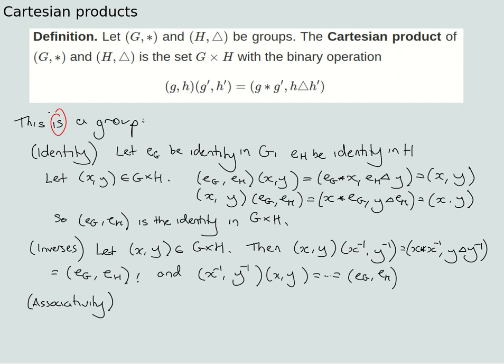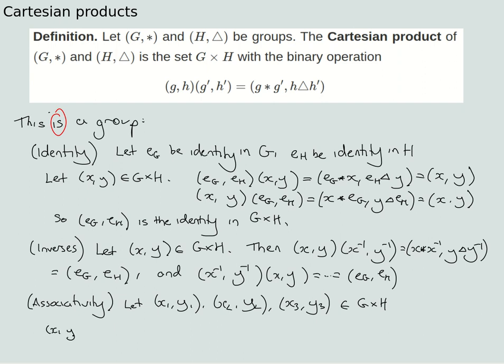So let's take 3 elements in G cross H. Let's say x1, y1, x2, y2, and x3, y3 be elements of G cross H. And I have to look at the 2 different ways of composing these using our binary operation on G cross H and check that they give the same result. So let's do that.